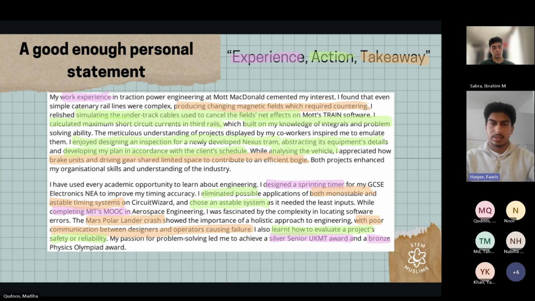In your personal statement, you want to put all the focus on things that can't be shown in your A levels. So just take a second to look at that, and then we'll move on.